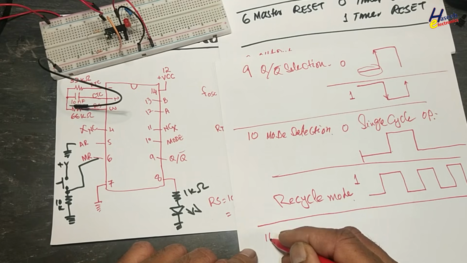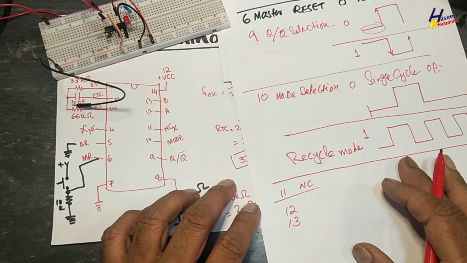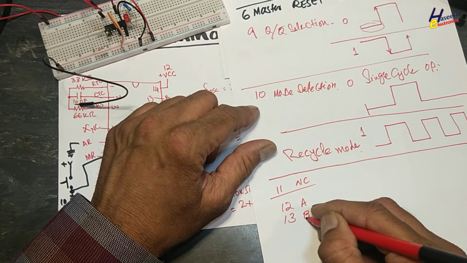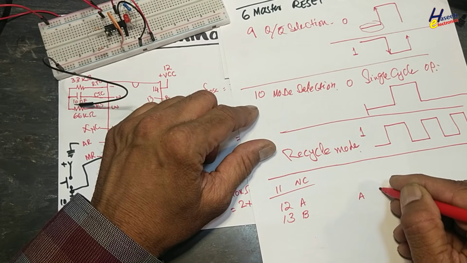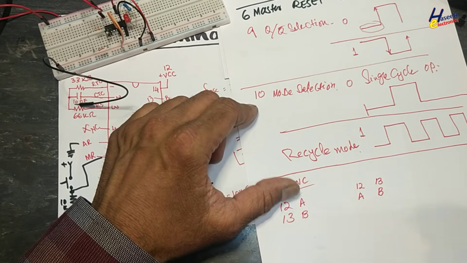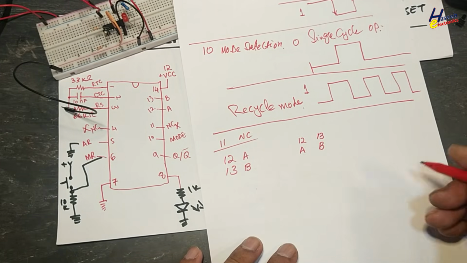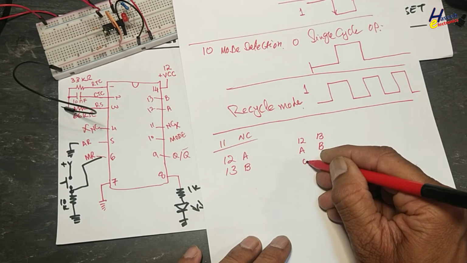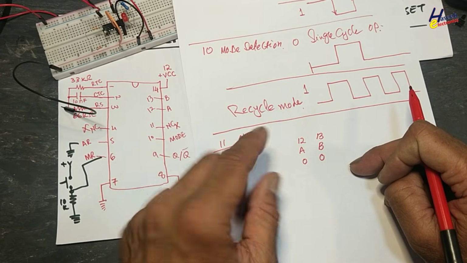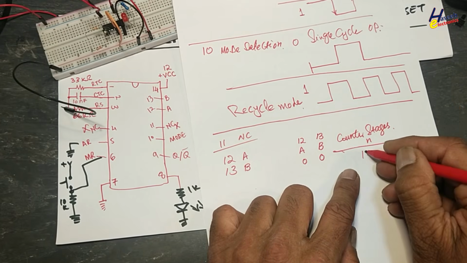Then pin number 11, not connected. 12 and 13 are two binary inputs. Pin number 12 is A, pin number 13 is B. How many counter stages within this IC will we use to count? Let's suppose we select 0, 0. If we connect both pins to ground, to low side, 13 counter stages will be counted.